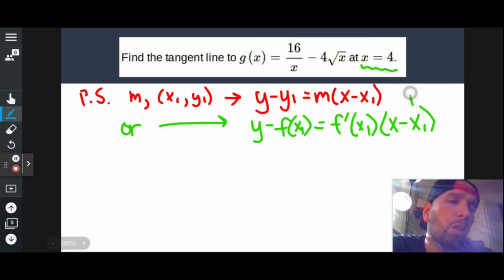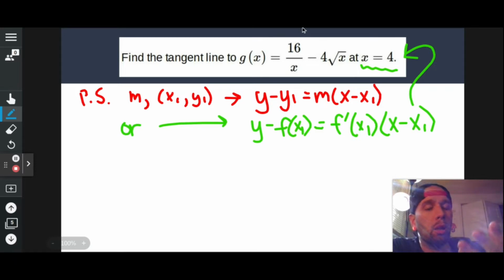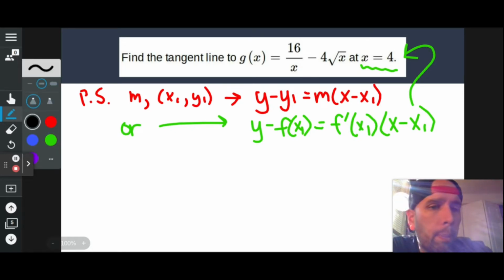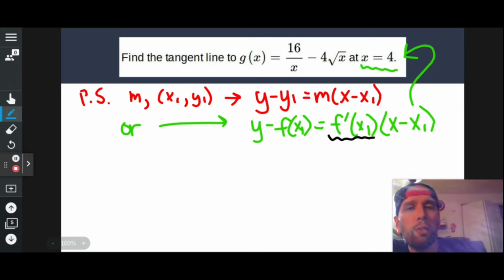This is our x sub 1. What we haven't found is the derivative, and what we haven't found is f of x sub 1, which means we just plug in 4. After we just plug in regular 4. Let's find the derivative first. So the derivative is going to be, let me rewrite the original as 16x to the negative 1 minus 4x to the 1/2.